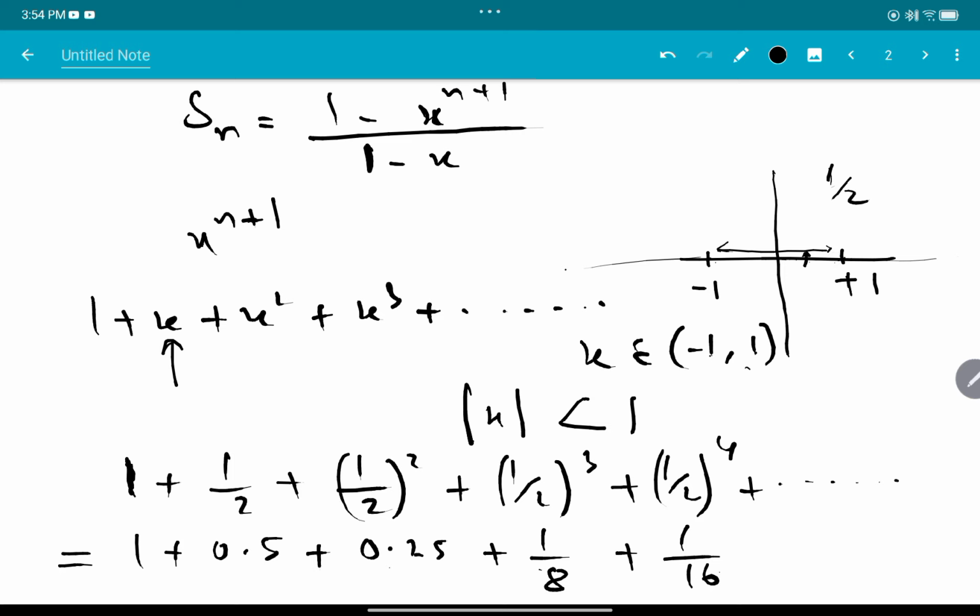Suppose x had been somewhere else, for example, say 2. The terms would increase. It would be 1 plus 2 plus 2 squared, that is 4, plus 2 cubed, that is 8, and so on. That means it goes on increasing, like mitosis, when one cell divides it gives rise to 2 cells, 2 give rise to 4, then 4 gives rise to 8, and so on.